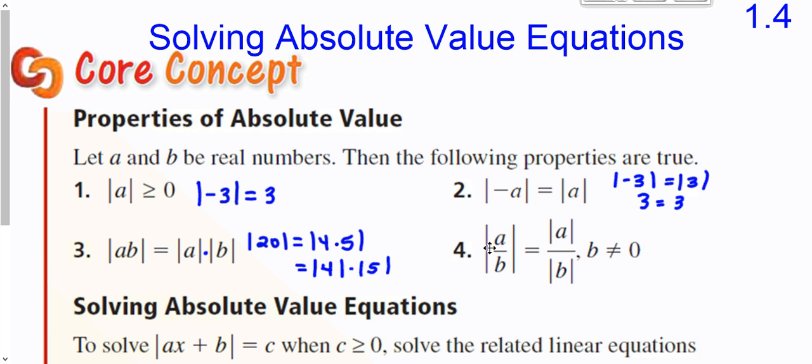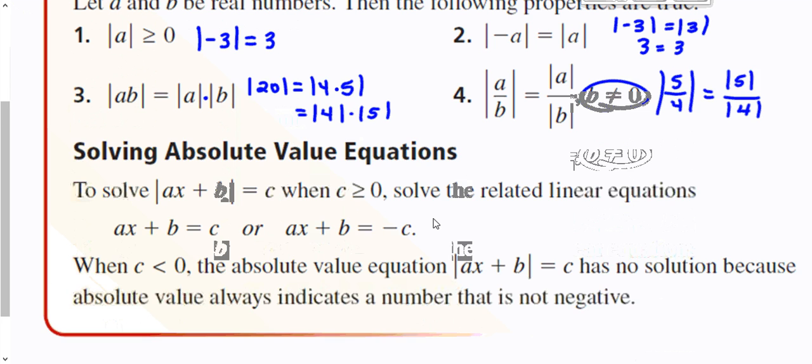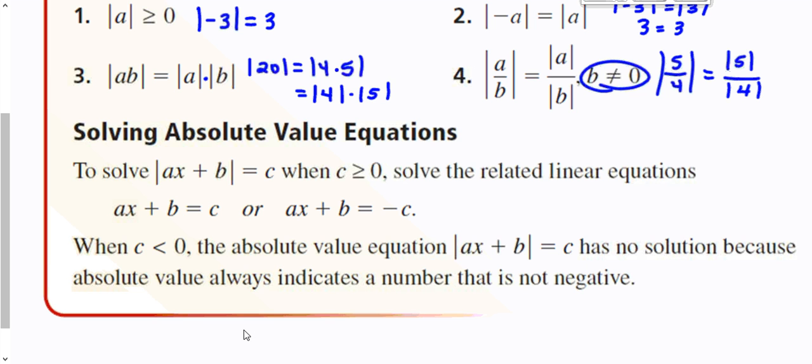The same thing goes for division. If I have the absolute value of 5 divided by 4, I can split that up into the absolute value of 5 divided by the absolute value of 4. The only stipulation here is that B cannot equal 0. So on the bottom of your fraction, you cannot have a 0. Now, using some of that information, we are going to look forward into solving absolute value equations.